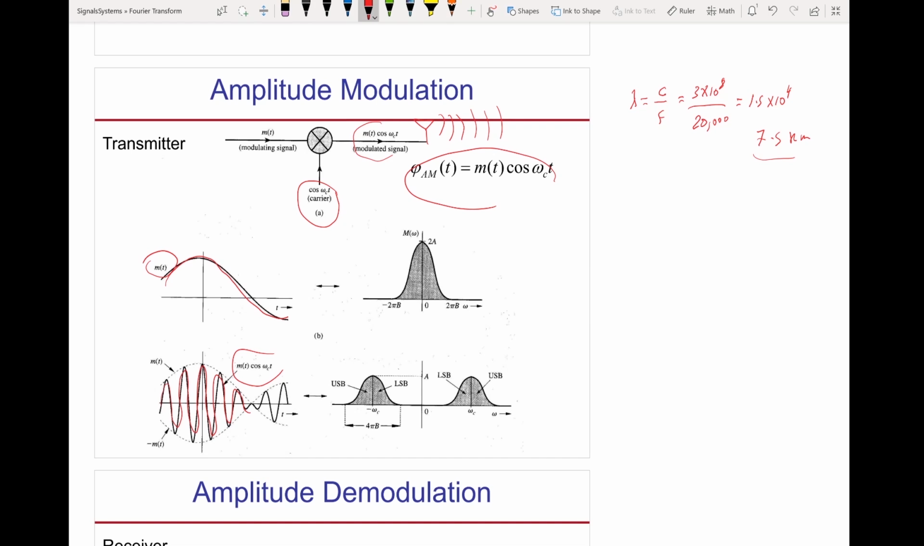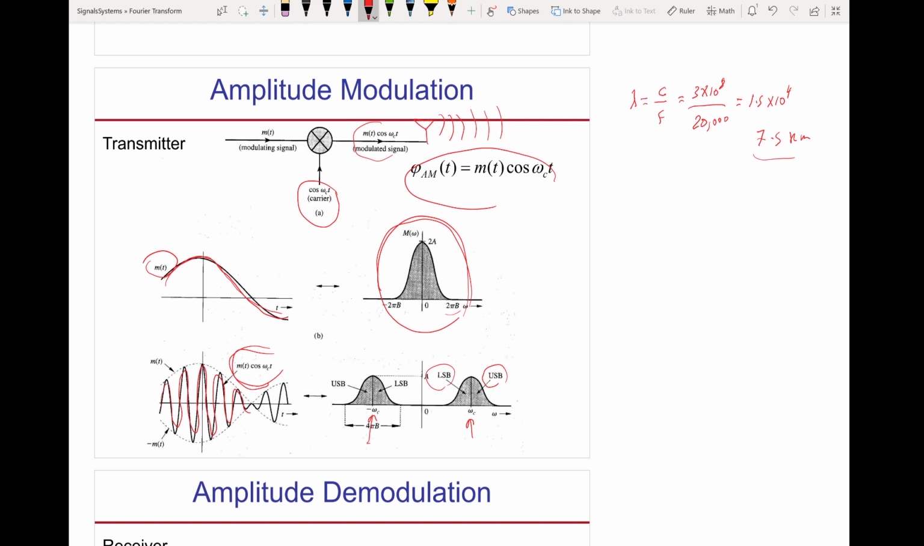If you look in the frequency domain, if this is part of your message signal and it has this spectrum with a band 2 pi b, where b could be 20,000 hertz, and you modulate it with cosine omega c, you're taking this spectrum and centering it around omega c and minus omega c. And omega c is like 100 megahertz, so now you need a small antenna. So you transmit this signal.